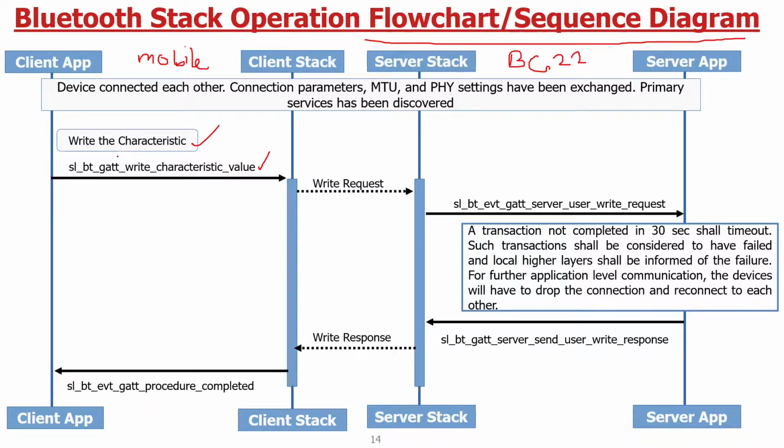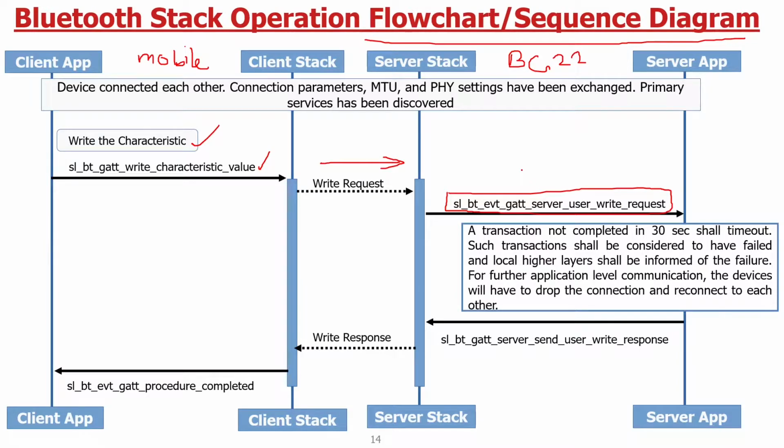The moment you write a characteristic, SL_BT_GET_WRITE_CHARACTERISTIC_VALUE, this is how it will be sent in the form of an ID. Because we are writing a request from the client stack side to the server stack side, the request goes in this direction. Once the request goes to the server stack, and this is very important, you will see this event occur on the server side. This is nothing but SL_BT_EVT_GATT_SERVER_USER_WRITE_REQUEST, because we are writing a user request.